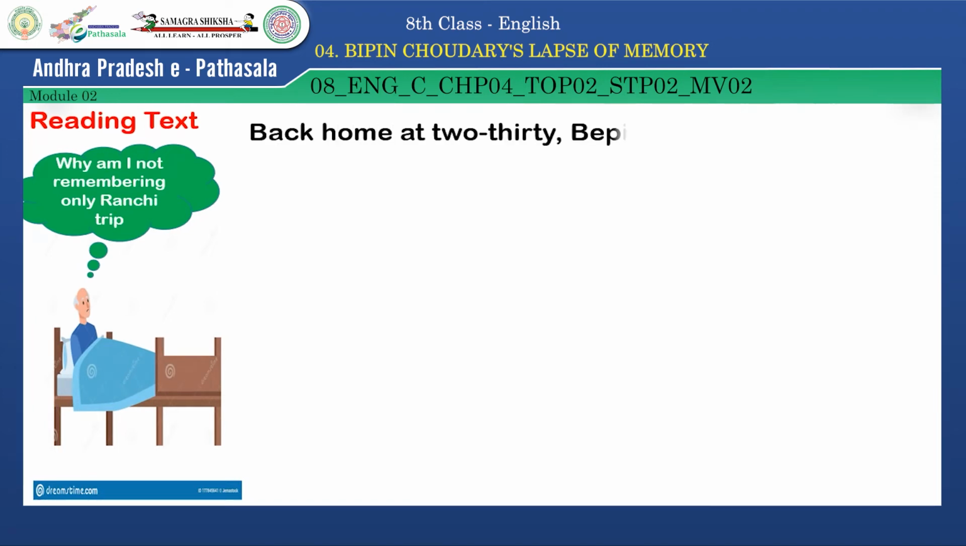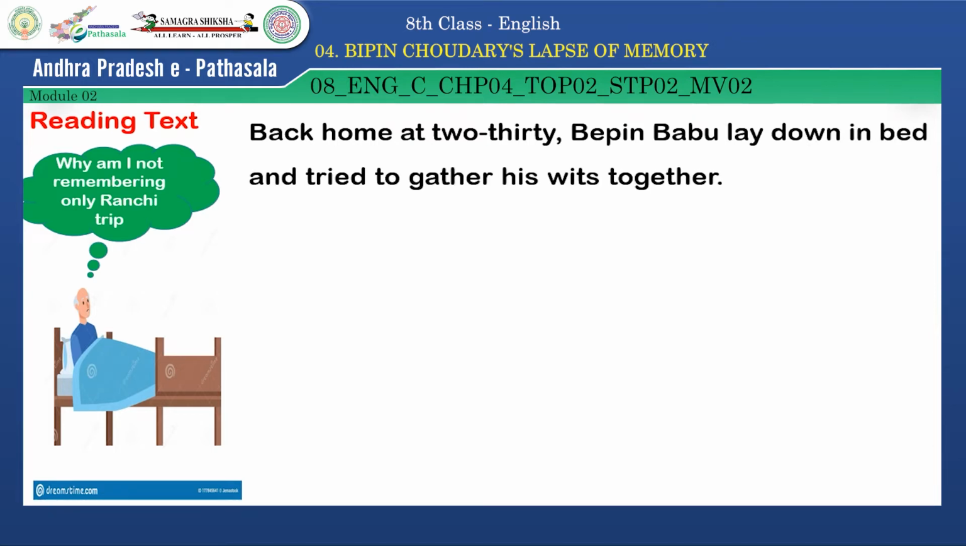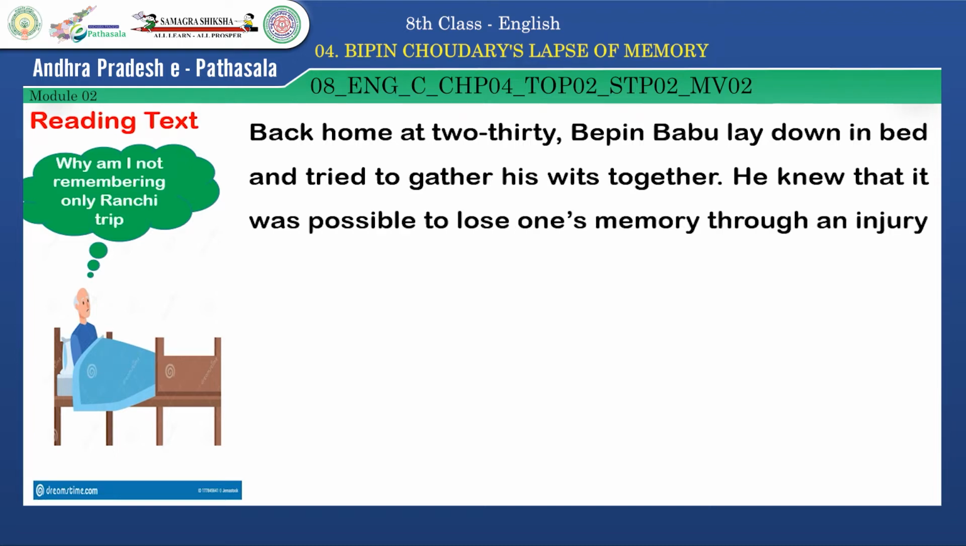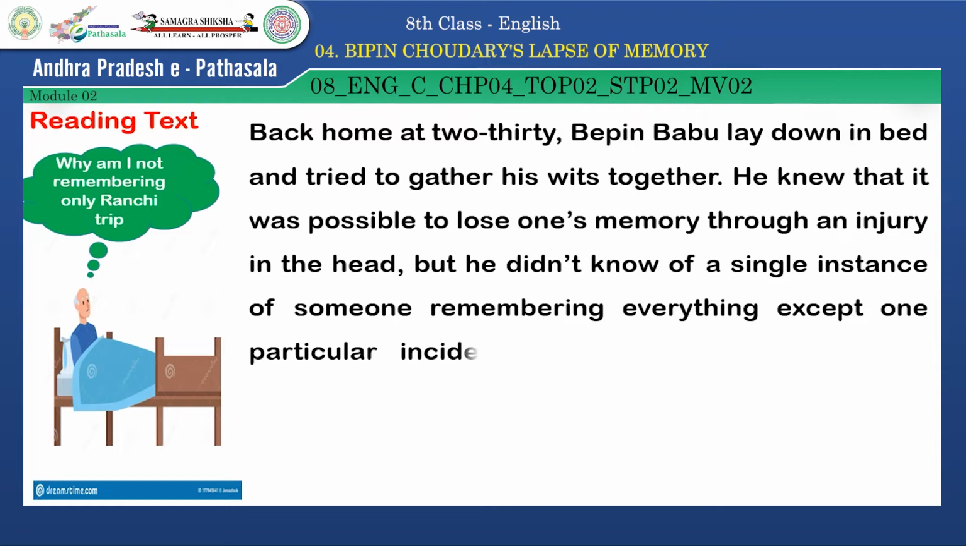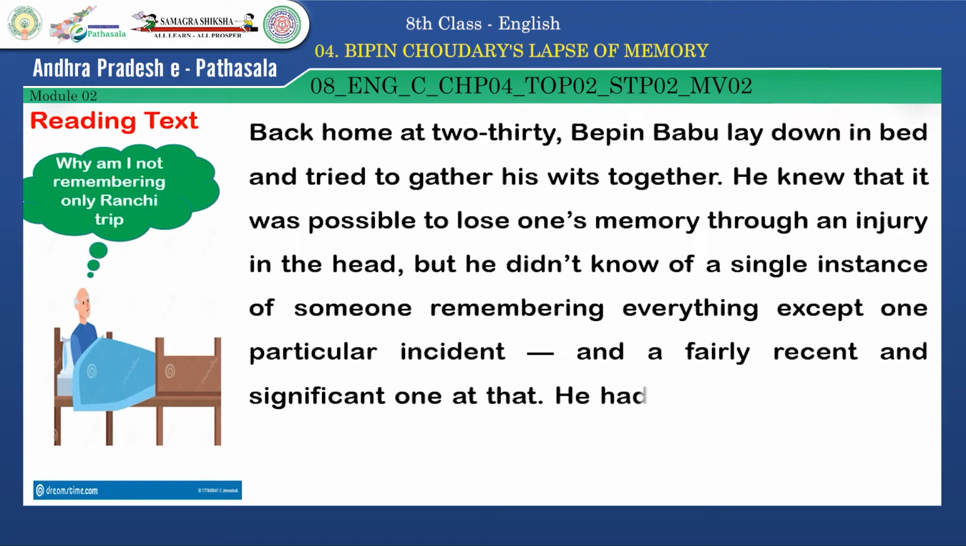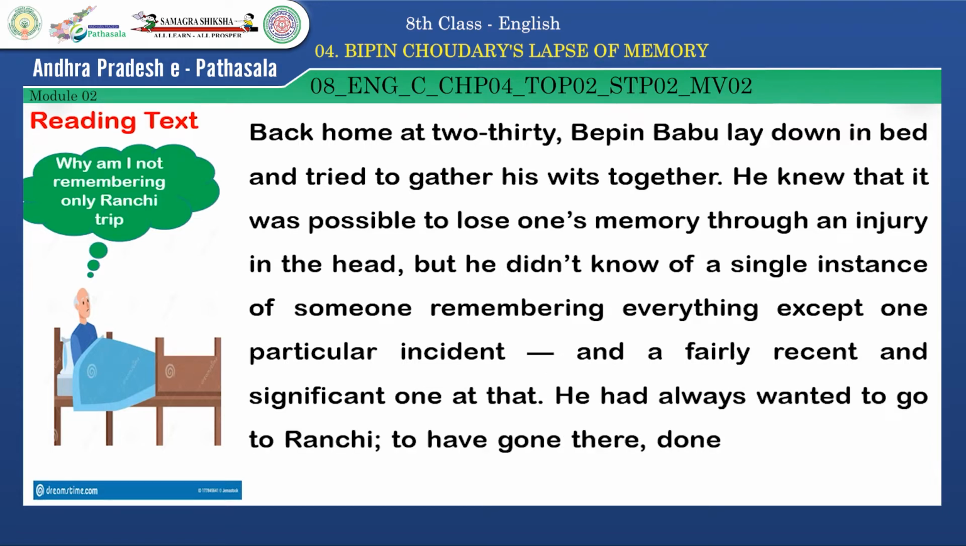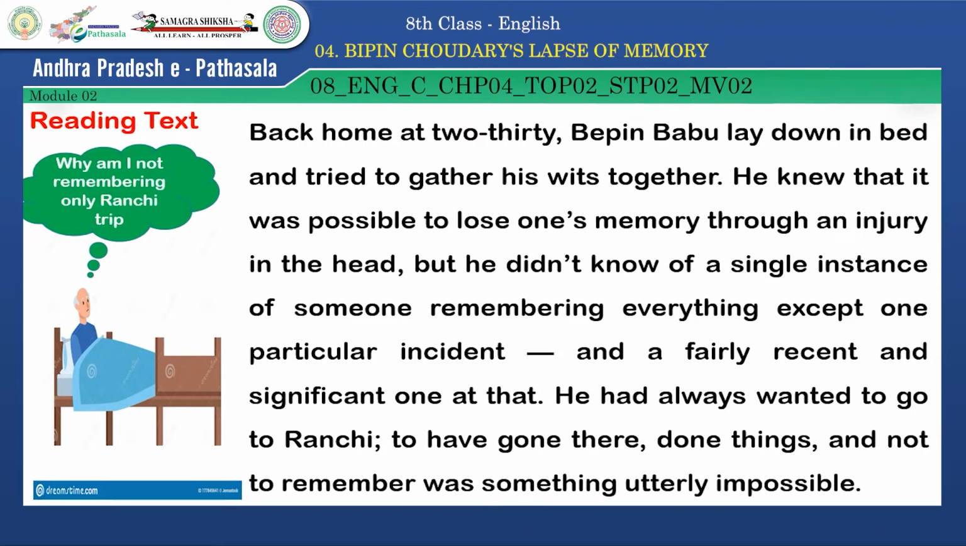Back home at 2:30, Bipin Babu lay down in bed and tried to gather his wits together. He knew that it was possible to lose one's memory through an injury in the head, but he didn't know of a single instance of someone remembering everything except one particular incident, and a fairly recent and significant one at that. He had always wanted to go to Ranchi. To have gone there, done things, and not to remember was something utterly impossible.